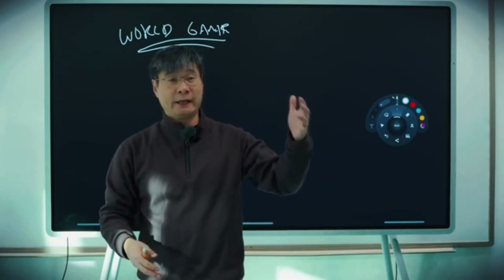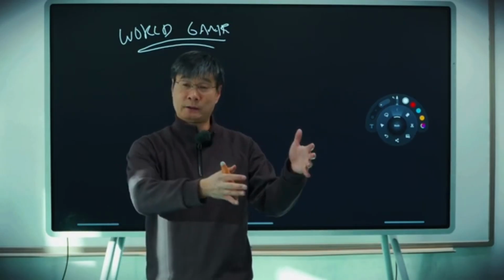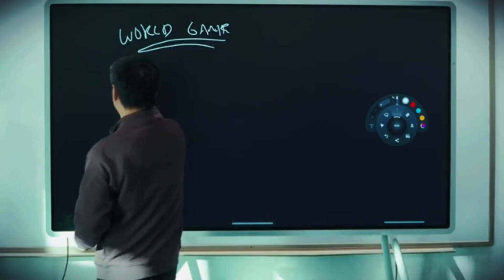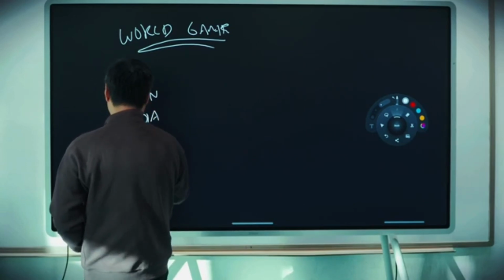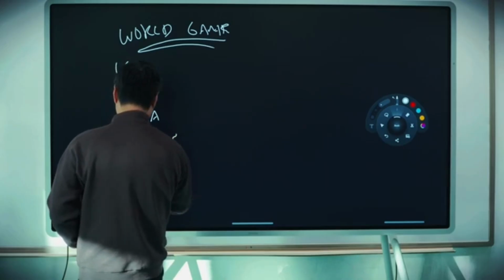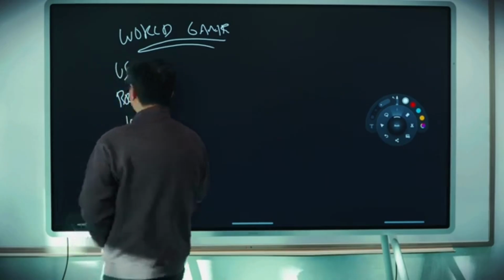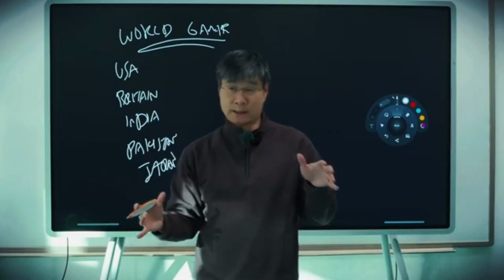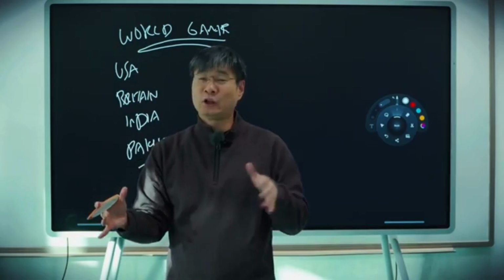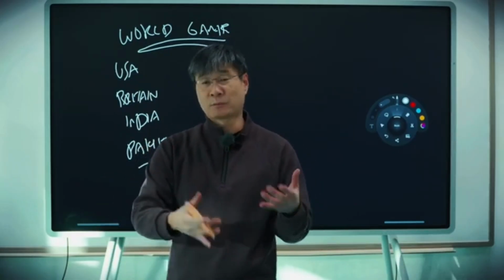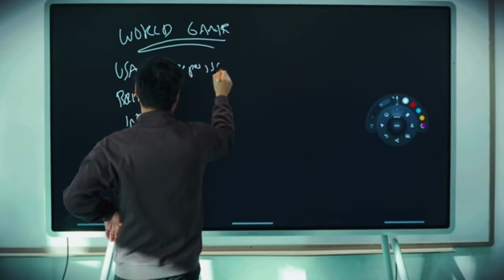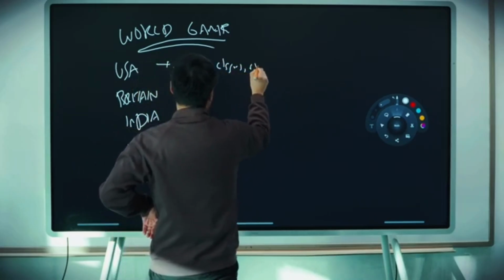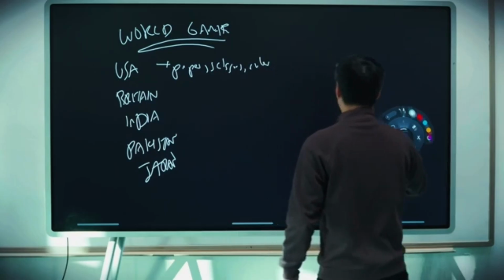Then each team is assigned a country, like maybe USA, Britain, India, Pakistan, Japan. And then each team is given an envelope, and within this envelope, you're given certain resources. Basically, paper, scissors, ruler. And then there's an organization called the World Bank.